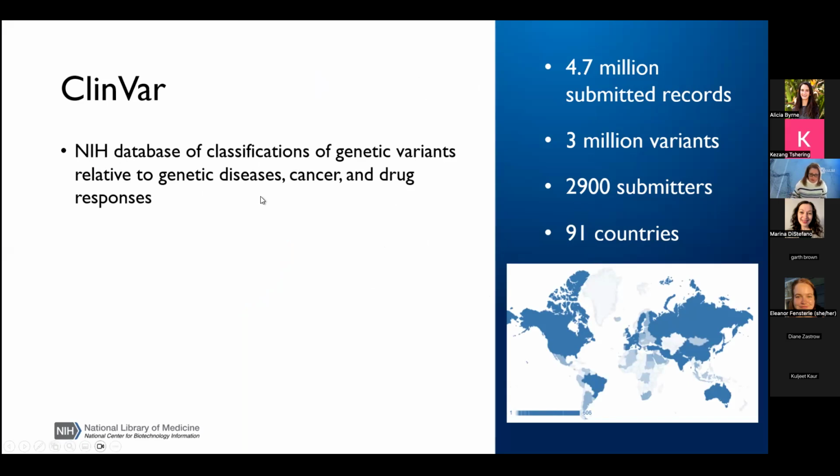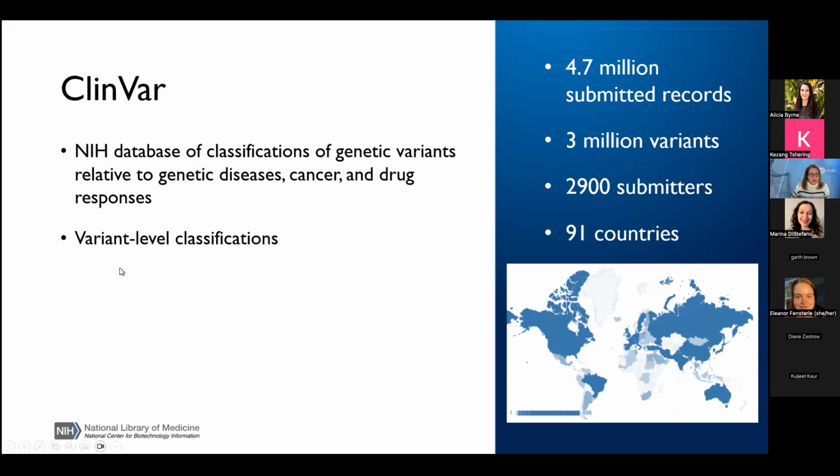Now, you may think of ClinVar as a ClinGen product. ClinVar and ClinGen work closely together, but it's actually not a ClinGen product. It's a product of NCBI, which is part of the National Library of Medicine at the NIH. NCBI is the group that provides databases like PubMed, the Genetic Testing Registry, clinicaltrials.gov, and dbSNP.